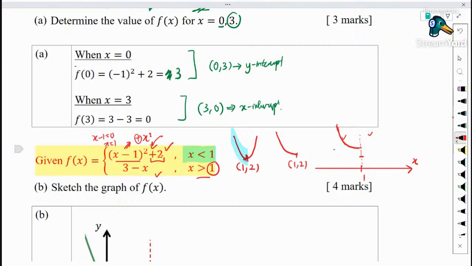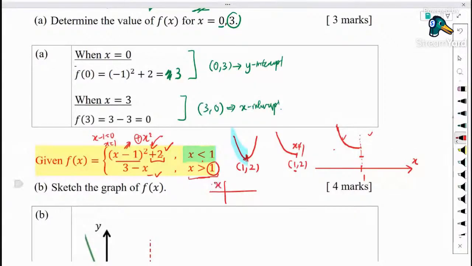And in here, it shall not include 1, because x is not equal to 1. Then for the linear part, what you do is try to do the calculation using 2 points. Since the question tells you that x must be greater than 1, you don't choose x equals 0 and substitute into this function for calculations. So you choose the points according to this interval.